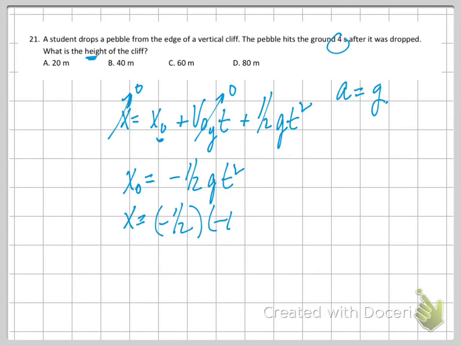We know g is negative 10, rounding 9.8 to 10, and our time is going to be 4 squared. So let's see, 4 squared is 16 times 10, which would be 160, and half of 160 is going to be 80. Negative times a negative, it's going to be 80 meters positive, D.